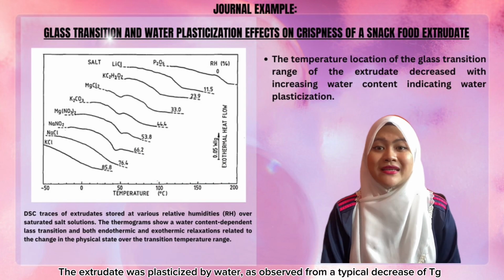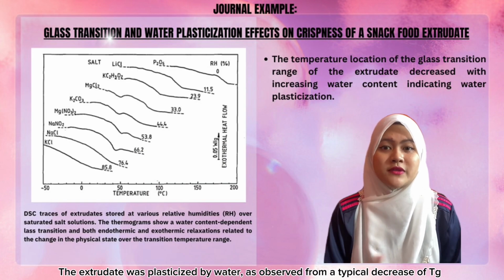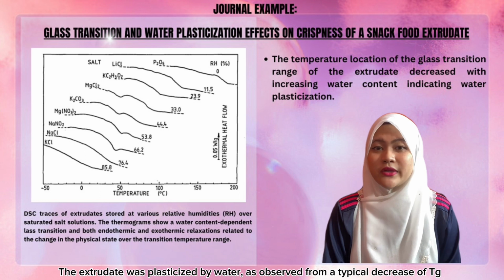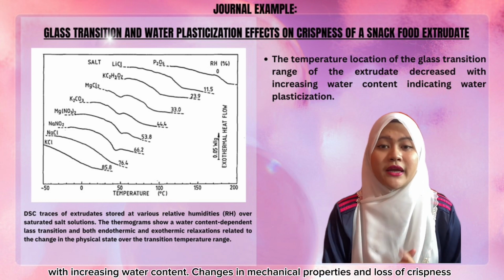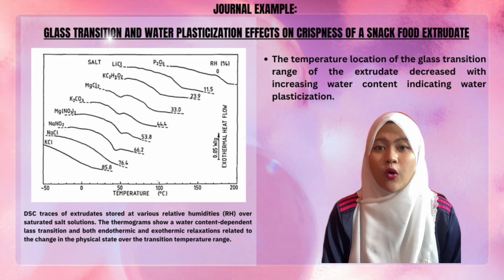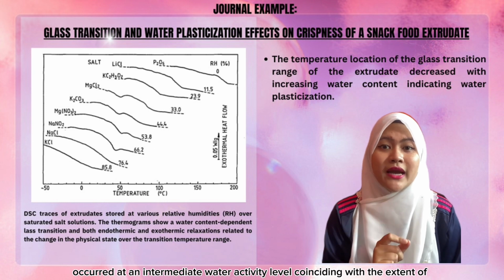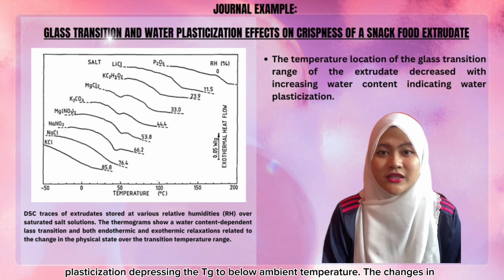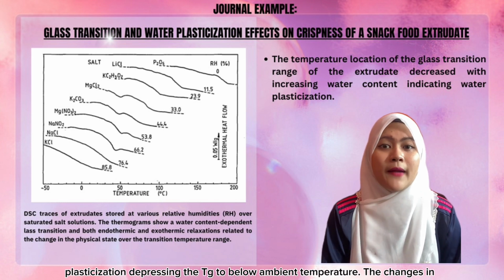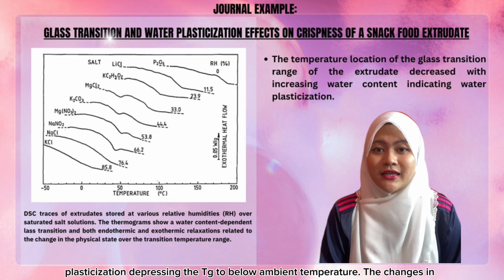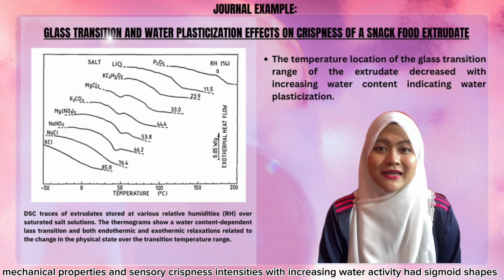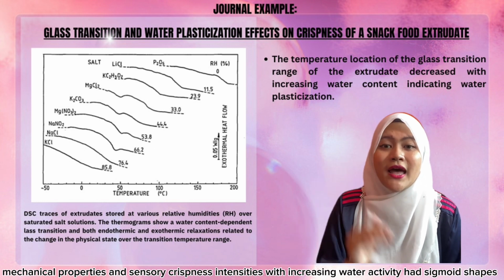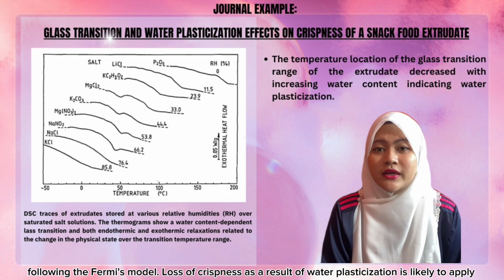The extrudate was plasticized by water, as observed from a typical decrease of Tg with increasing water content. Changes in mechanical properties and loss of crispiness occurred at an intermediate water activity level, coinciding with the extent of plasticization, depressing the Tg to below ambient temperature. The changes in mechanical properties and sensory crispiness intensities with increasing water activity had a sigmoid shape following Fermi's model.